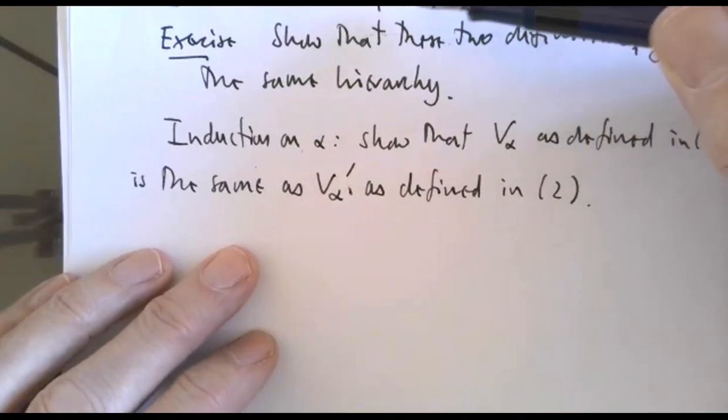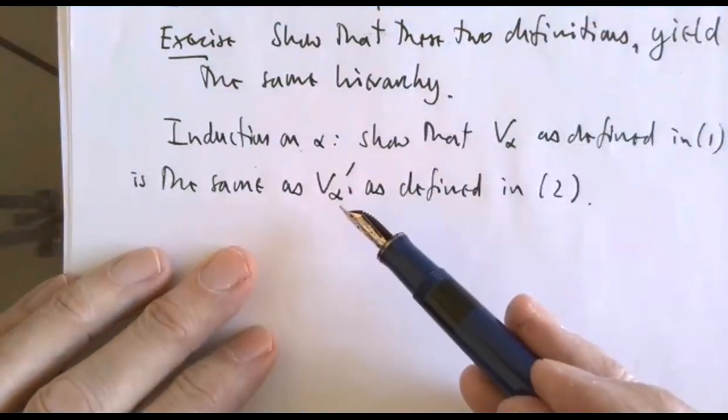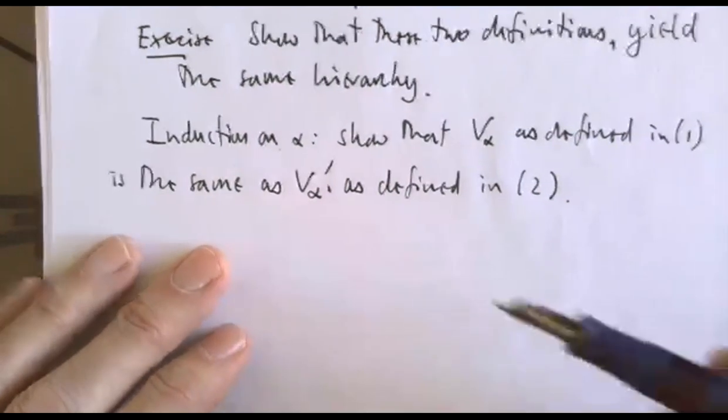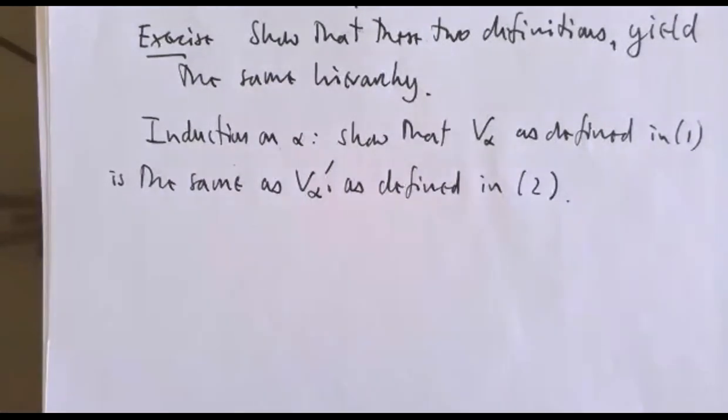Right? So V0 is the same as V0 prime, they're both empty. And then you could just check as you go up one level each time, you are just getting the same, you're capturing the same sets all the time.